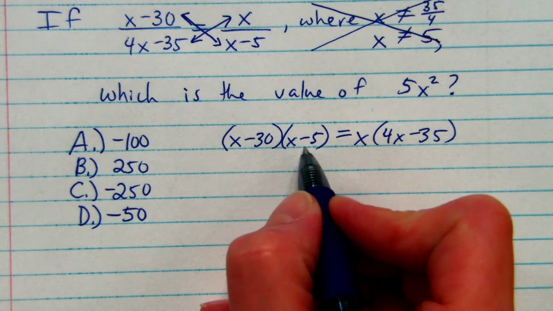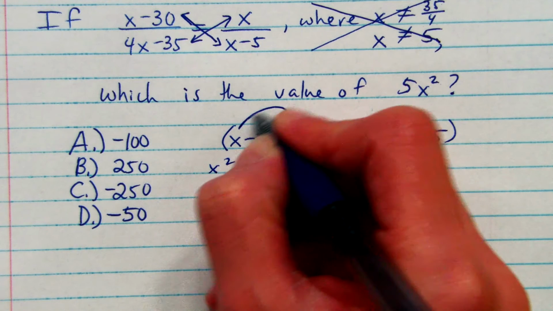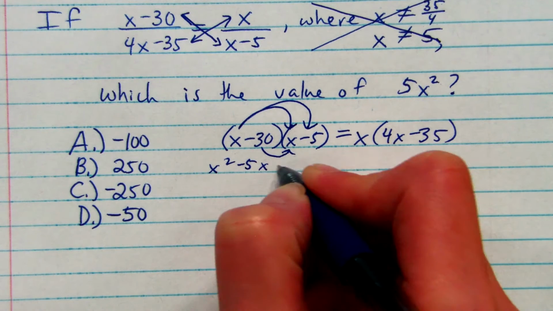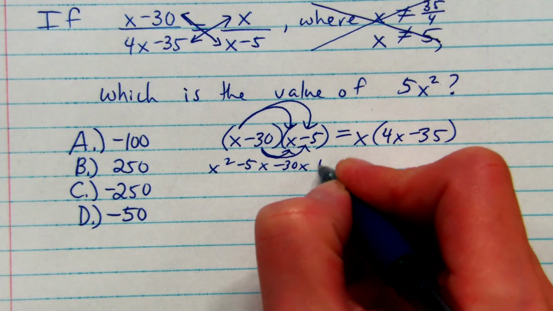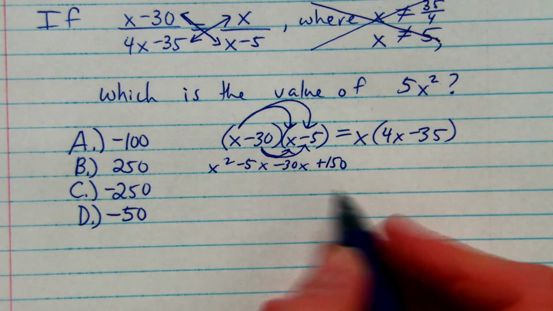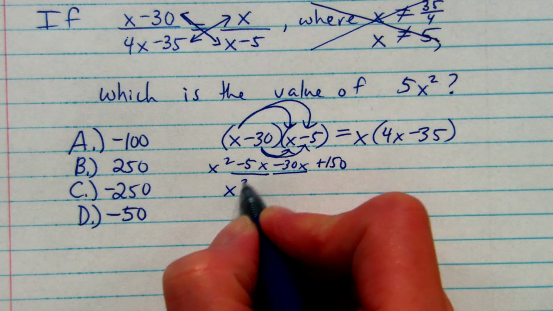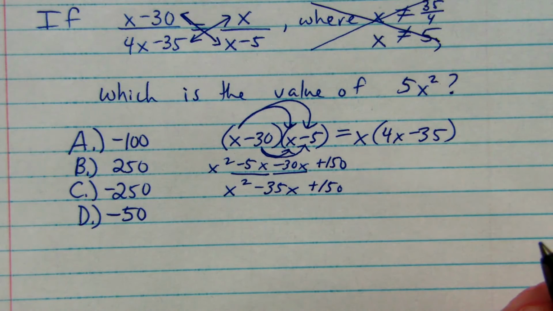So on the left side, I'm going to distribute everything out. X times x is x squared. X times negative 5 is negative 5x. Negative 30 times x is negative 30x. Negative 30 times negative 5 is positive 150. We can clean up this side by combining like terms. So x squared minus 35x plus 150 on that side.